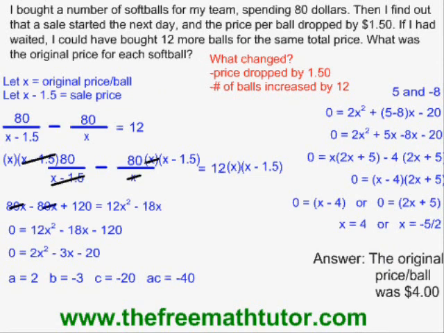We can verify if this makes sense. If the original price per ball was $4, that means the sale price, being $1.50 cheaper, must have been $2.50. If the original price per ball was $4 and I spent $80, I would get 20 softballs. If I bought them at the sale price instead, spending $80, I would get 32 softballs. So therefore it's true that the number of balls would have increased by 12. This is an example of using quadratic math to solve the problem where two things change.